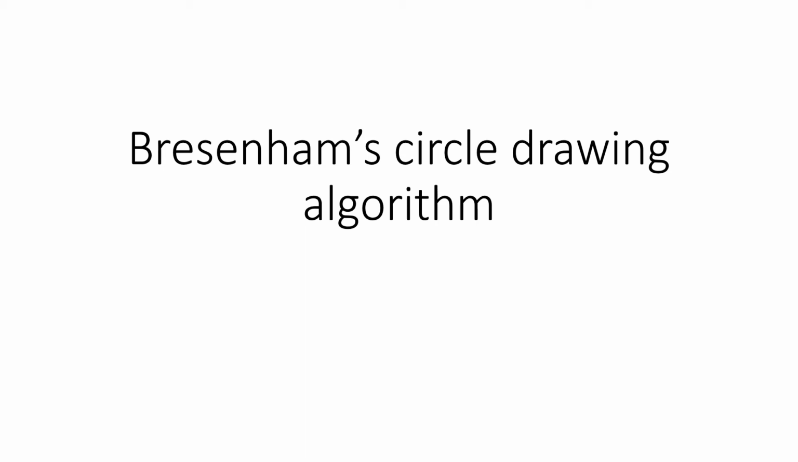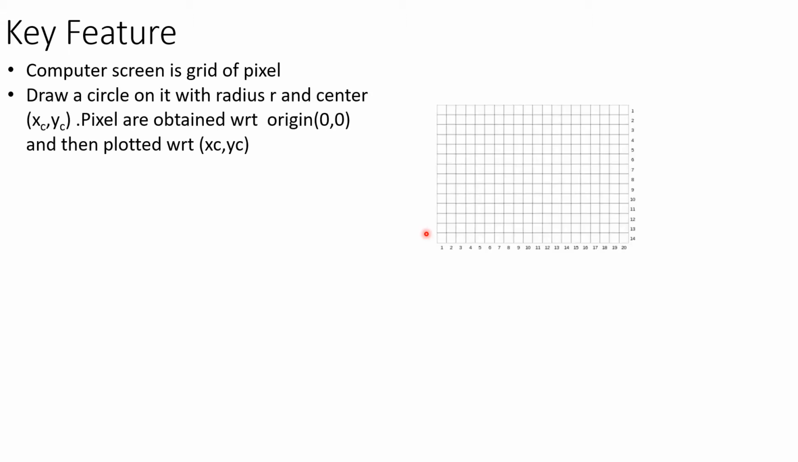Hello everyone. In this lecture, we will study the Bresenham circle drawing algorithm. The main feature of the algorithm is that we are given a computer screen as a grid of pixels and a circle is to be drawn. The input to the algorithm will be the radius r and the center xc, yc. But during the calculation, to simplify it, the pixel positions are obtained with respect to the origin 0, 0, and then later shifted to the given center xc, yc. So calculations are done with respect to the origin.